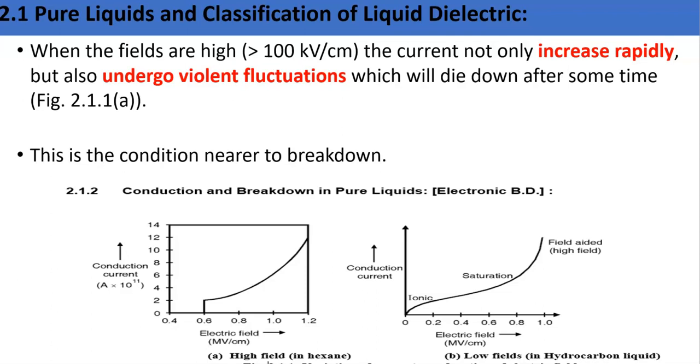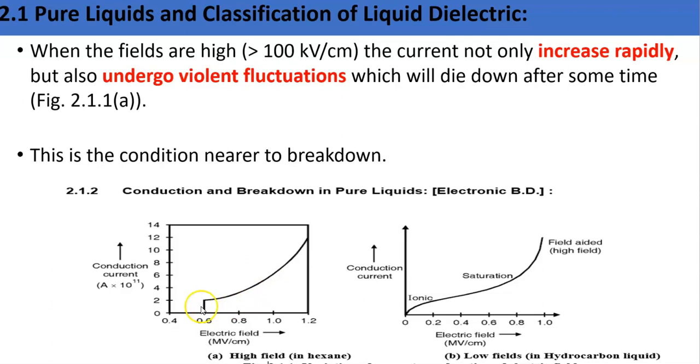It will be in megavolt per centimeter, or nearly or more than 100 kilovolt per centimeter. And how breakdown will take place in pure liquid, that we will also discuss. But current will be very steep. You can just see this is very steep growth, and then also very rapid fluctuations are there until breakdown occurs. When breakdown takes place, the circuit breaker will trip.